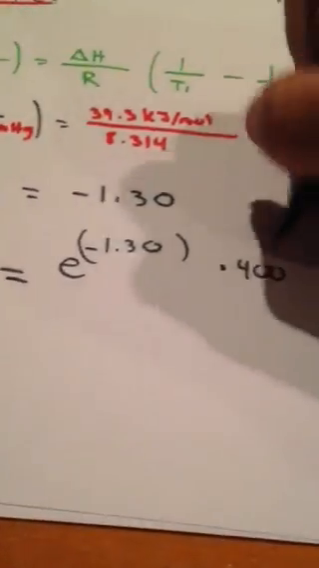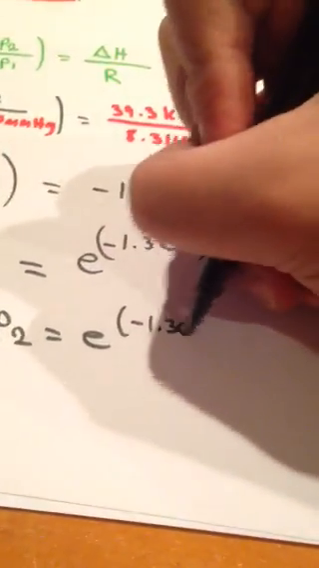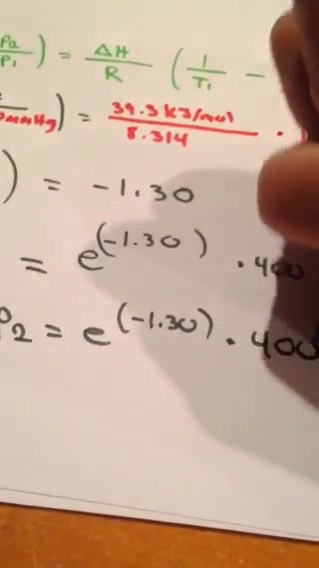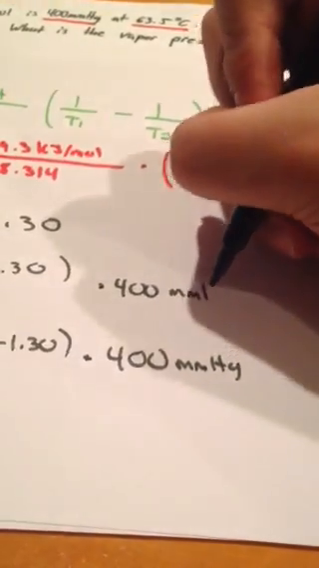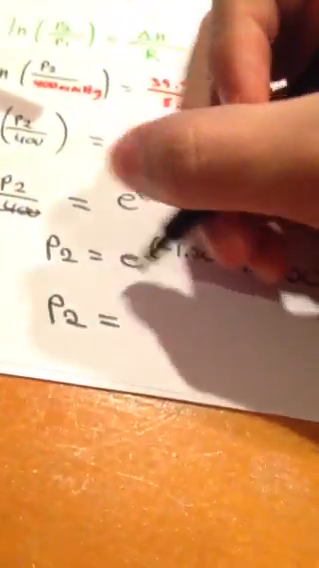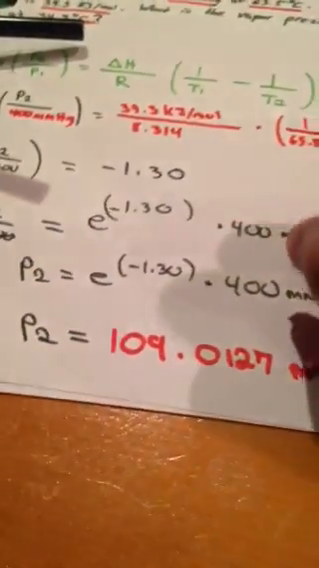So now we're going to multiply by 400, and these cancel. Okay, so P2 is equal to e raised to the negative 1.30 times 400. Don't forget your units like I am. Okay, and once we have all that, it's actually going to come out that our P2 is equal to 109.0127, and it goes on for a while, and that's going to be in, of course, millimeters of mercury, and that is our answer.